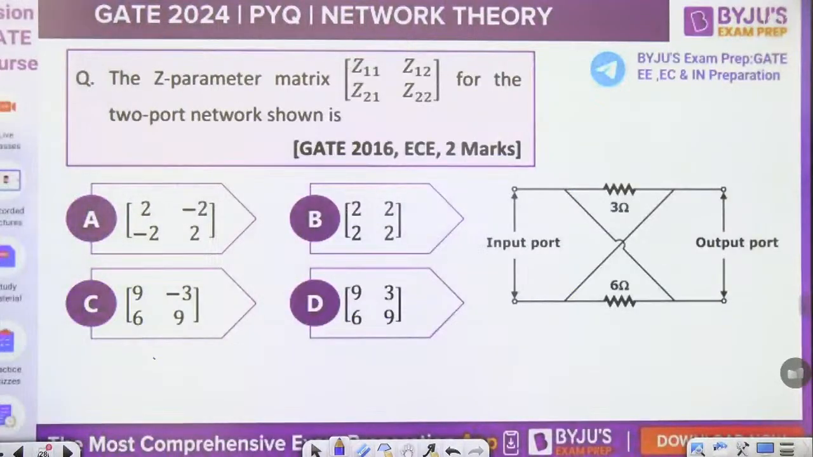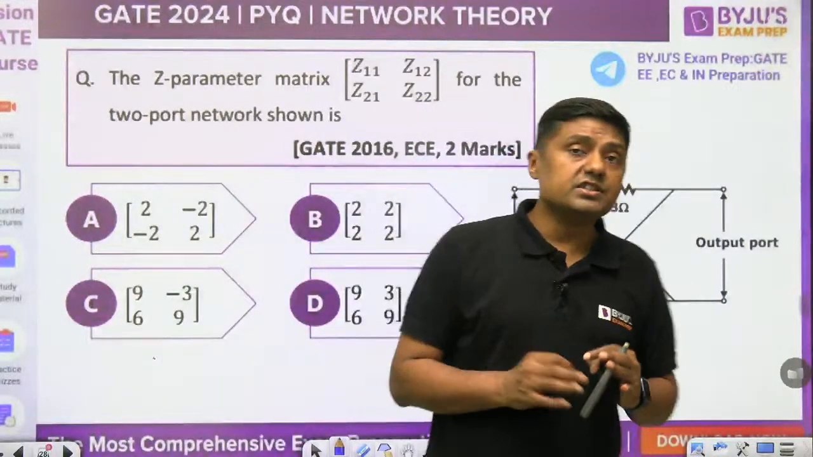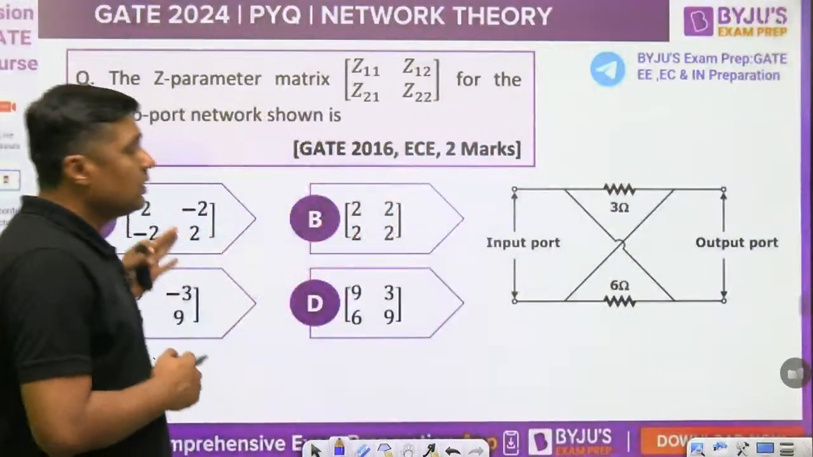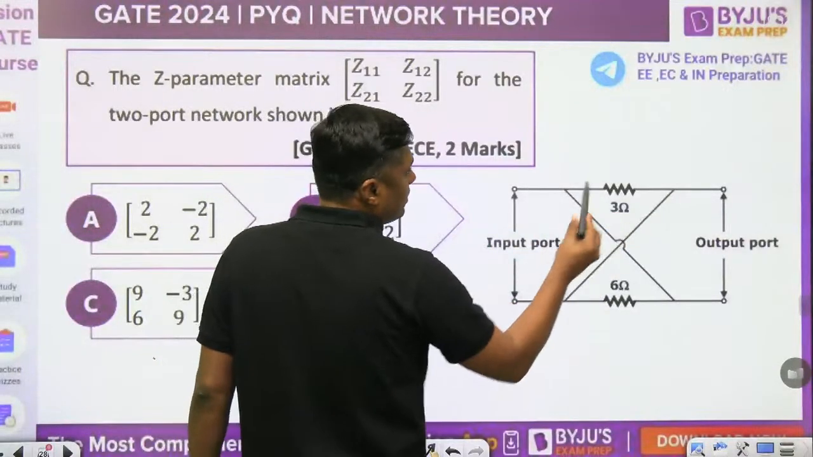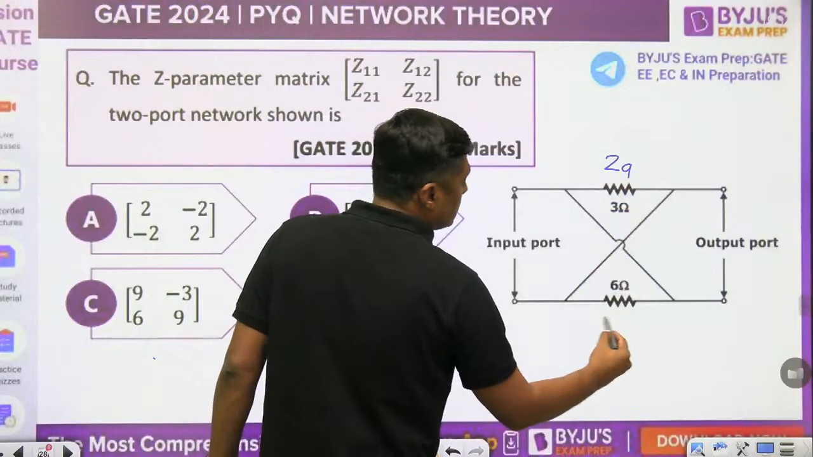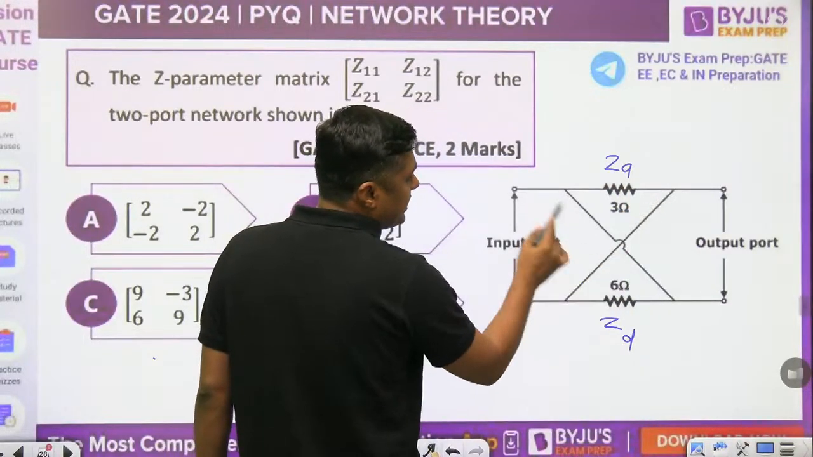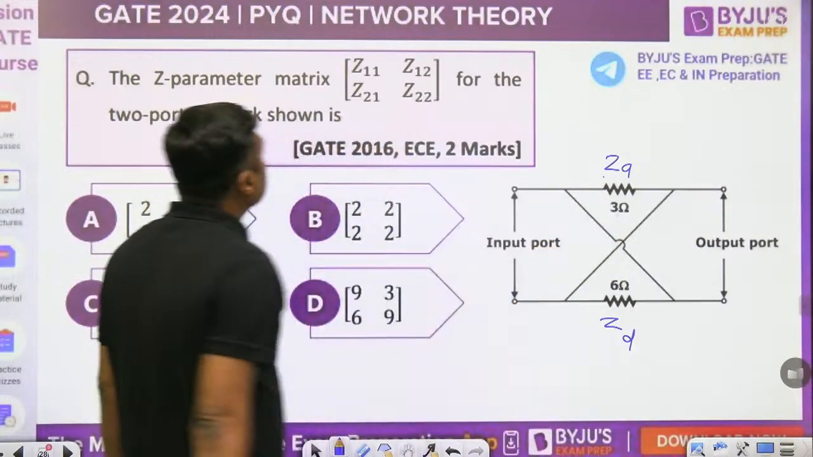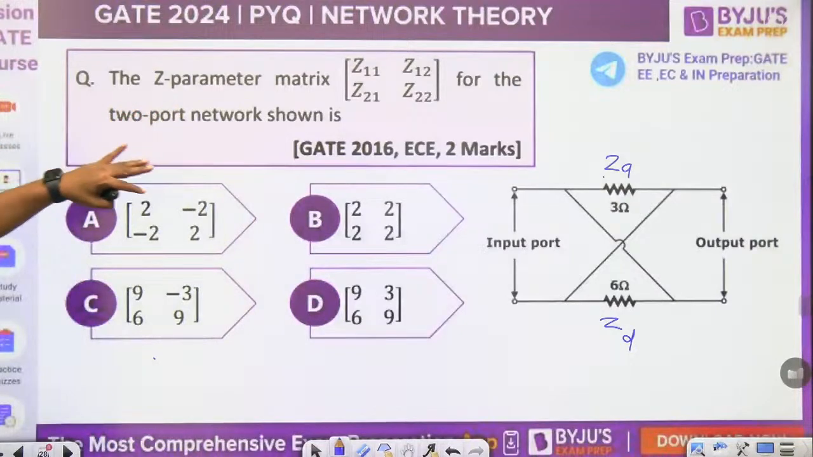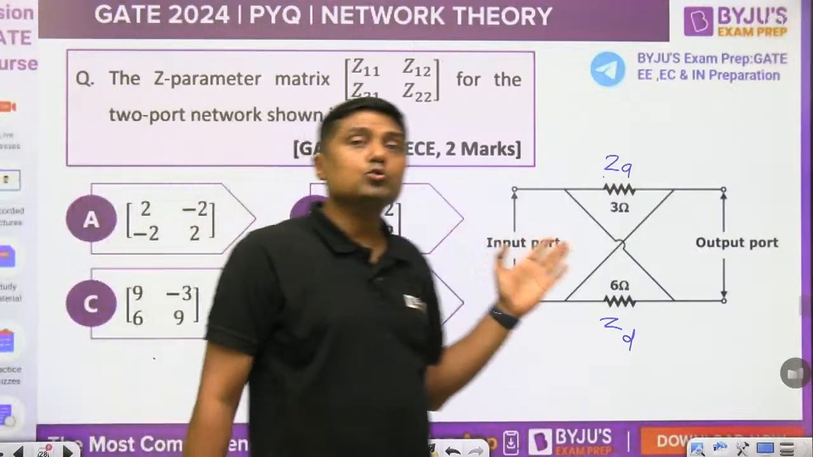The Z parameter matrix for the 2-port network shown is in 2016, a lattice network. It is not a symmetrical lattice. ZB is 0. This is called ZA, this is called ZD, one is called ZB, one is called ZC. But ZB and ZC are 0. These are called the parallel arms, these are called the series arms, and that is the network. The Z parameter matrix for the 2-port network shown in the figure, what is the value? You have to find it. It is a 2 mark question in 2016.